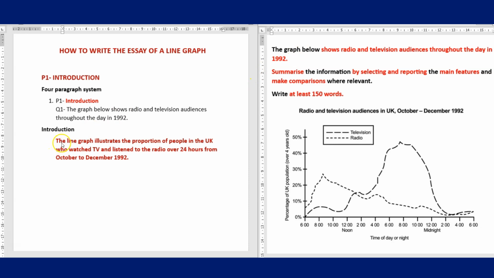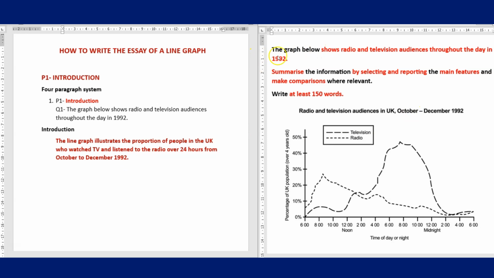Okay, so it stated here the line graph. So you can see that I stated the actual graph that we are using, which is line graph. I did not state that the graph or the picture. Stated the line graph illustrates or shows. Okay, so it illustrates the proportion of people, because this one is in percentage, just change it to proportion. So the line graph illustrates the proportion of people in the UK who watch television and listen to the radio over 24 hours from October to December 1992.